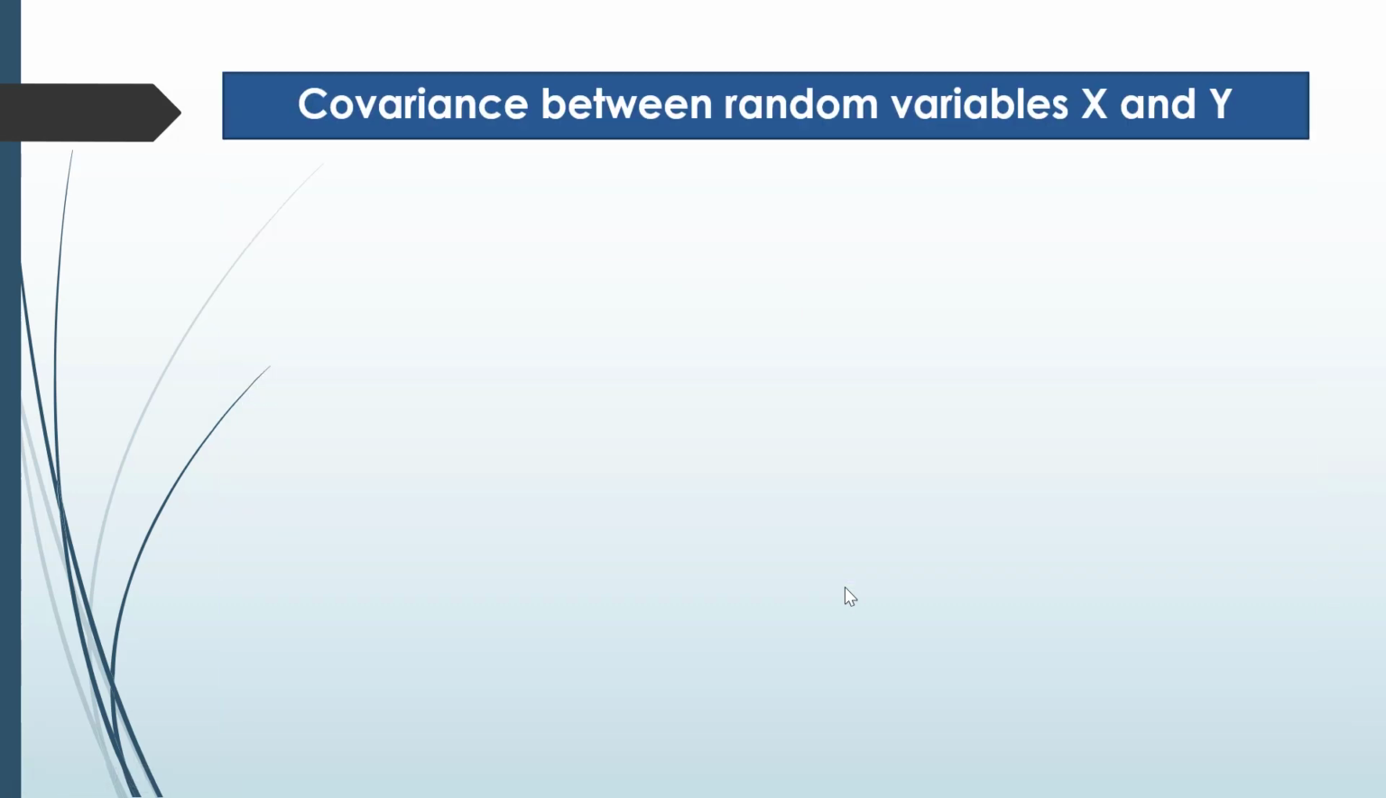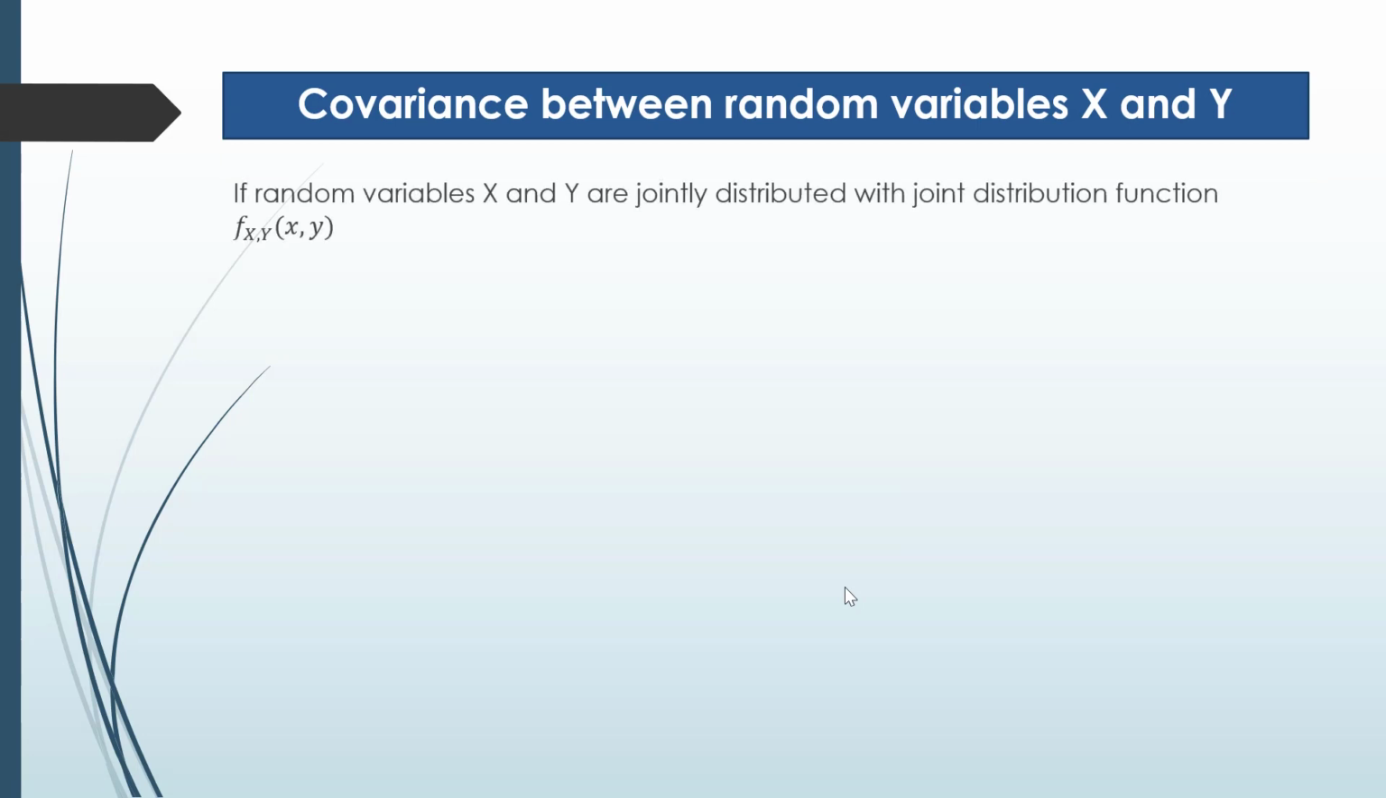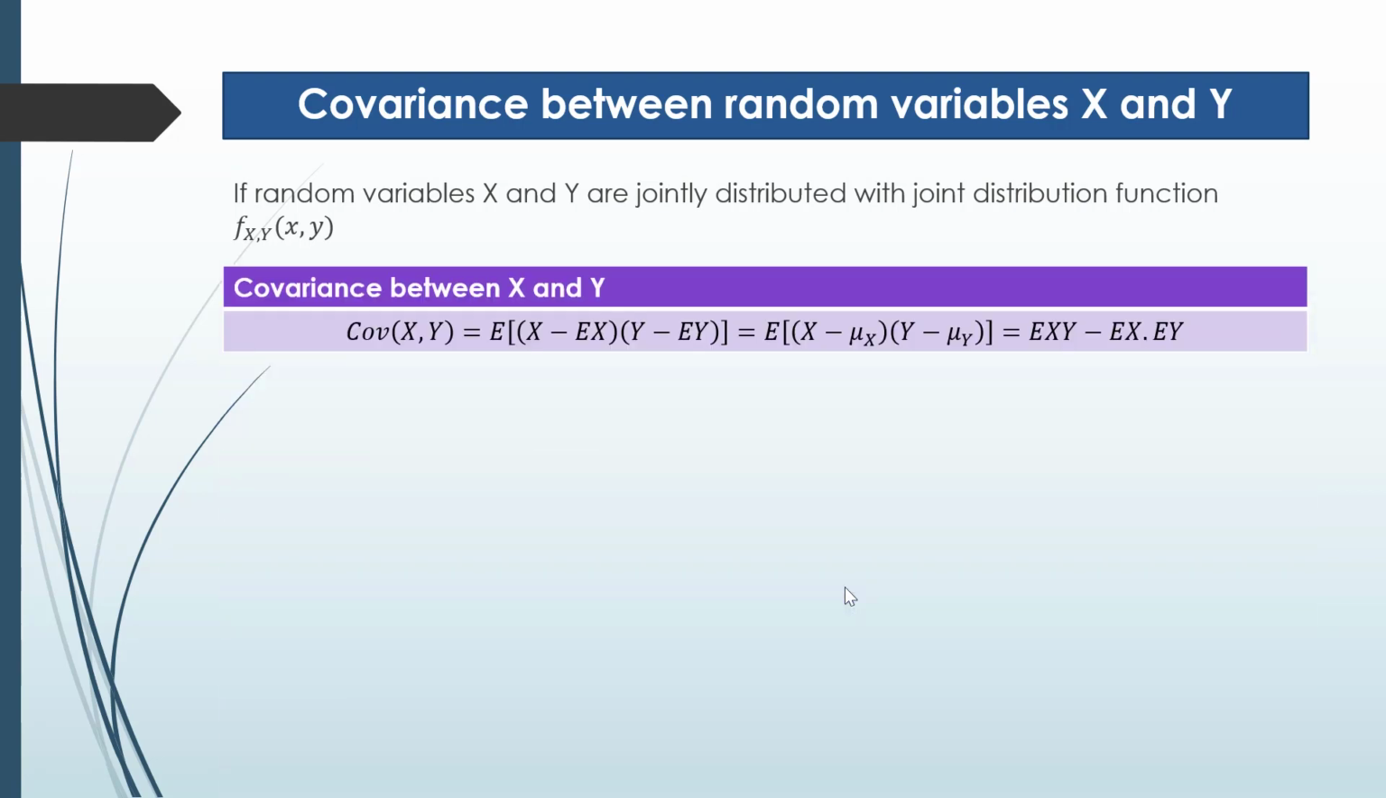Covariance between random variables x and y. If random variables x and y are jointly distributed with joint distribution function f xy of x, y, then the covariance between x and y is the expected value of (x minus E x) times (y minus E y). And this is the expected value of (x minus mu of x) times (y minus mu of y). And this is equal to E of xy minus E x times E y.